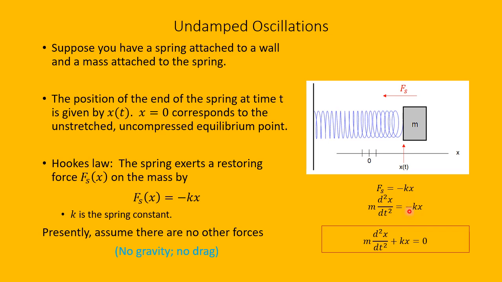There is a negative sign here because if x is positive, as it is in this diagram, the force is pointing in the negative direction. This equation holds whether x is positive or negative, whether the mass is over here or over here. Just rewriting this equation, we can write it as m times the second derivative of x with respect to t plus k times x equals 0. This is the equation of motion for this situation where we have undamped oscillations.